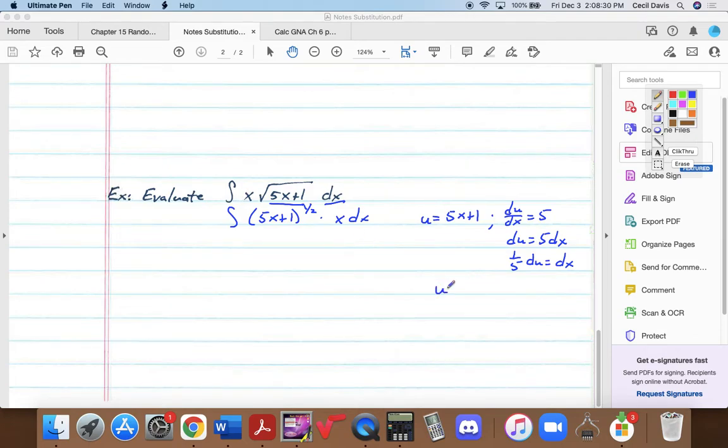Well, if u is equal to 5x plus 1, then u minus 1 divided by 5 is equal to x. So now I can substitute. I'm going to replace the x by u minus 1 over 5 times u to the 1/2. I'll replace the dx with 1/5 du.